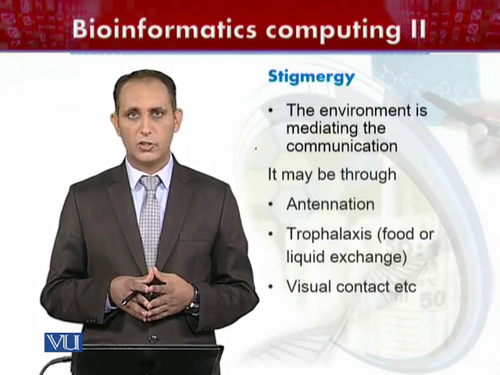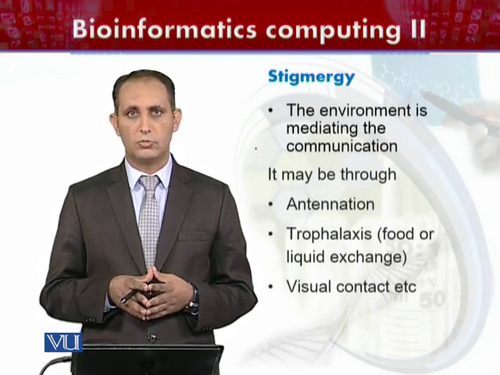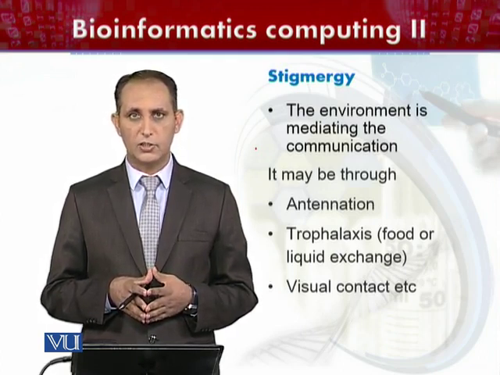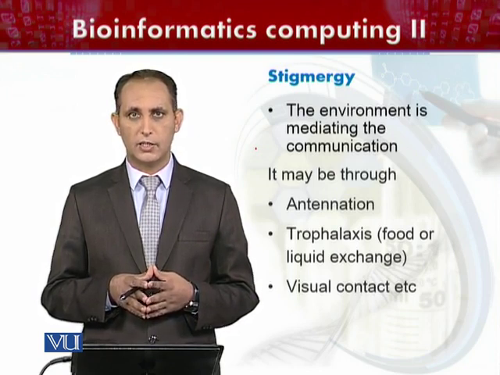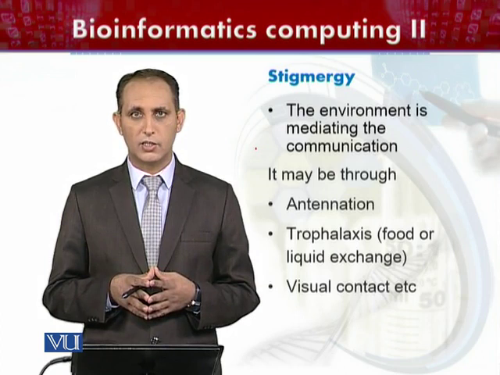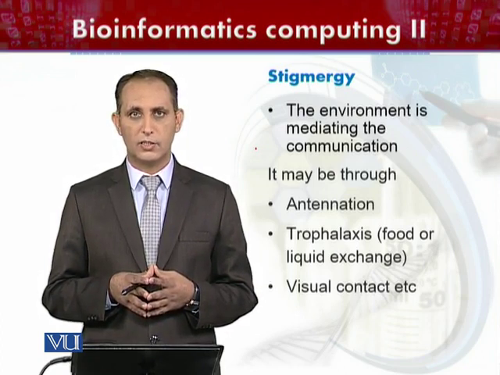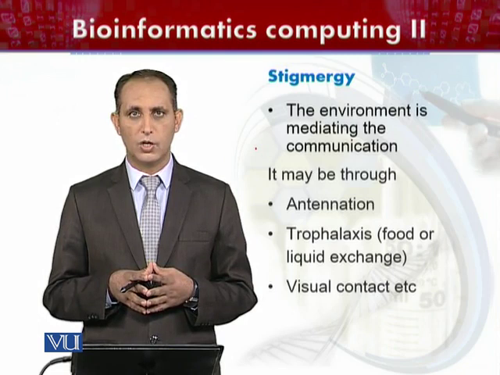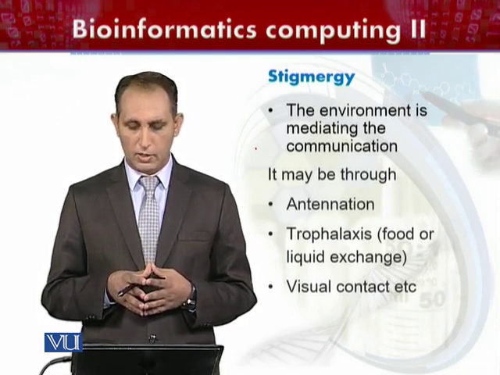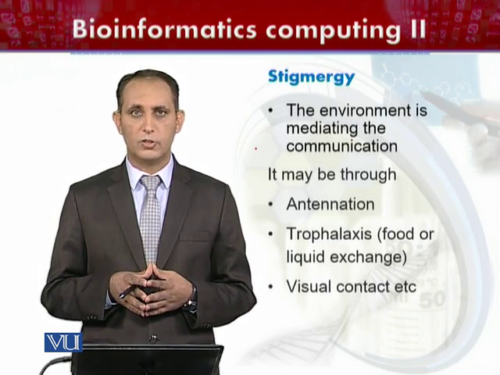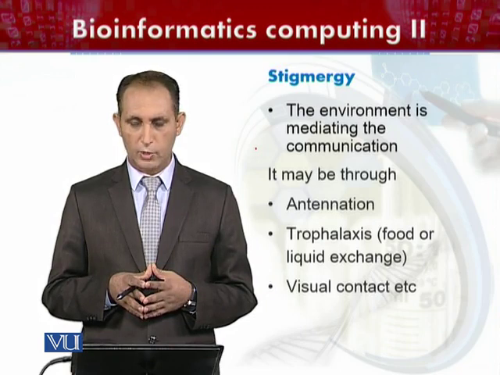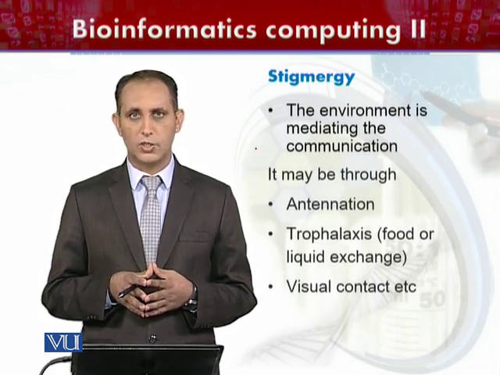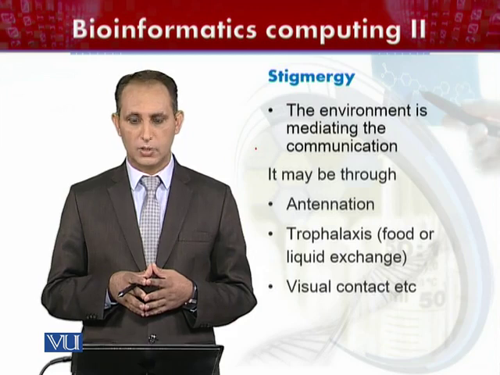Now this stigmergic coordination may be through different sources like antennation. There are antennae present in some insects, and they can coordinate with each other through these antennae. The antennae of different insects receive some signals from them, and then they respond to these signals through this antennation process. Or trophallaxis is another very good example of stigmergy. In the case of trophallaxis, there is an exchange of either food or liquid between or among the organisms, especially insects.